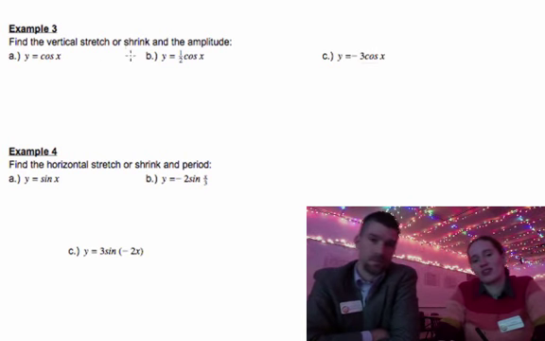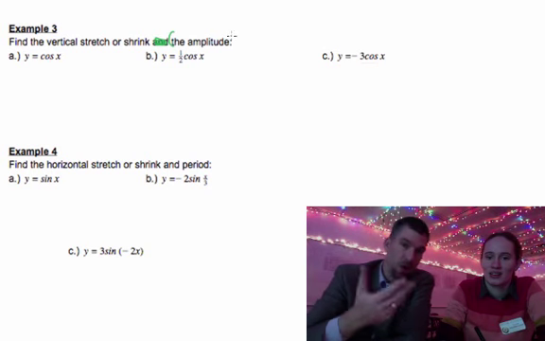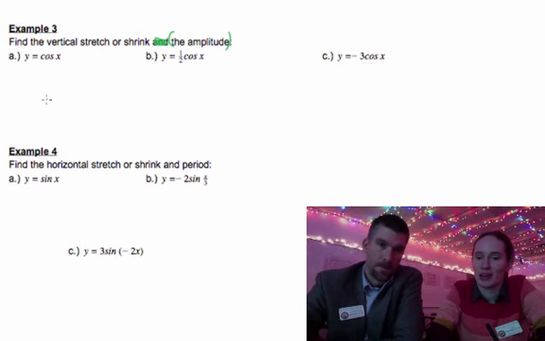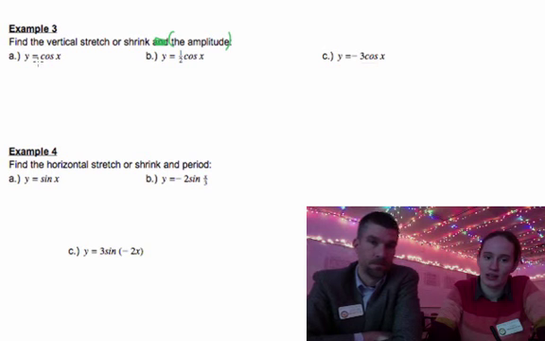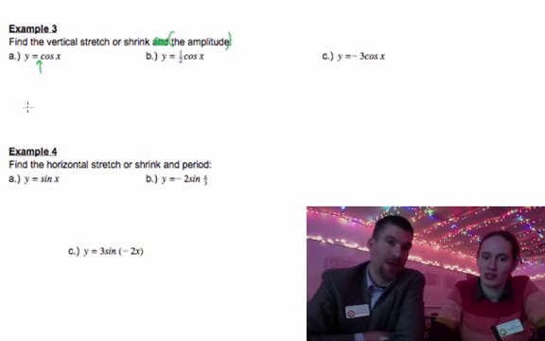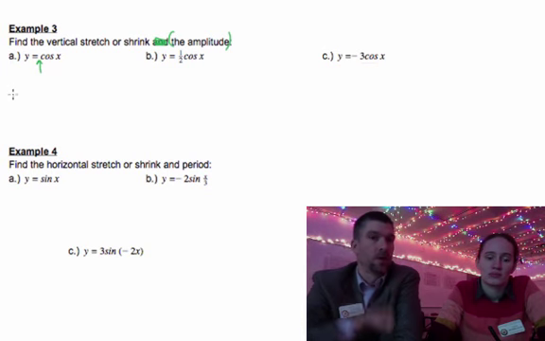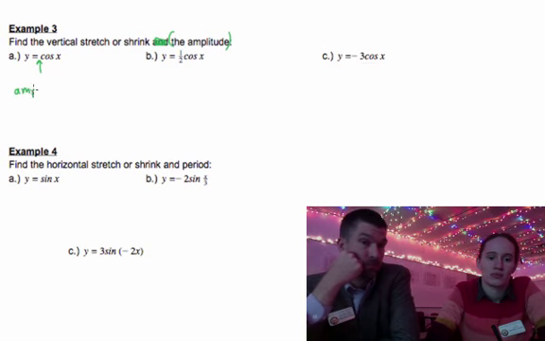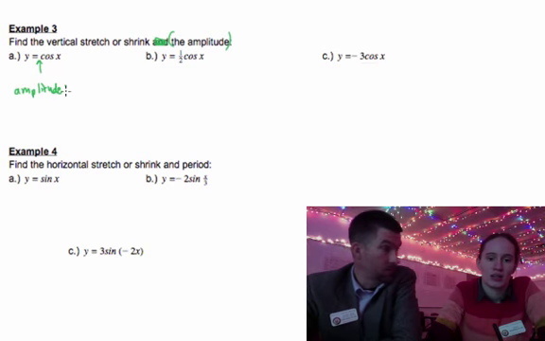Example 3: find the vertical stretch or shrink, which is the amplitude. Sorry, I'll own up, that's my mistake. We're finding amplitude here. The amplitude, if we remember from the previous slide, is the number right in front of sine or cosine. So what is the number right in front of cosine? I have 1 cosine, so there's a 1 in front. There's not a vertical stretch or shrink, but the amplitude is 1. We should just say the amplitude is 1.